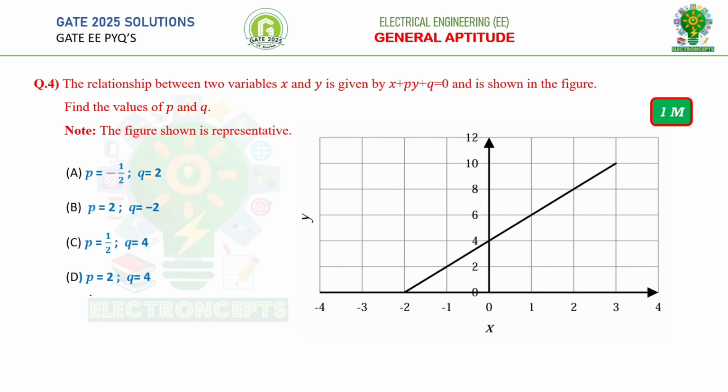Question number 4, which is a 1 mark question. The relation between two variables x and y is given by x plus py plus q is equal to 0. Find the values of p and q. Here a graph is given to solve the question.